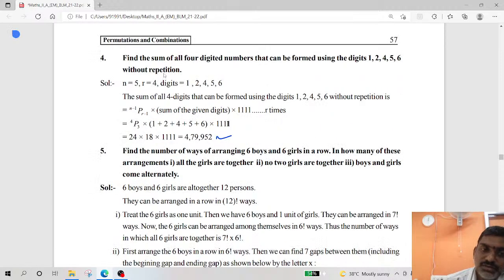Next question, question number 5. Find the number of ways of arranging 6 boys and 6 girls in a row. Find the number of ways of arranging 6 boys and 6 girls in a row, such that all girls are together, no 2 girls are together, and boys and girls come alternately. So first, here 6 boys and 6 girls are there.